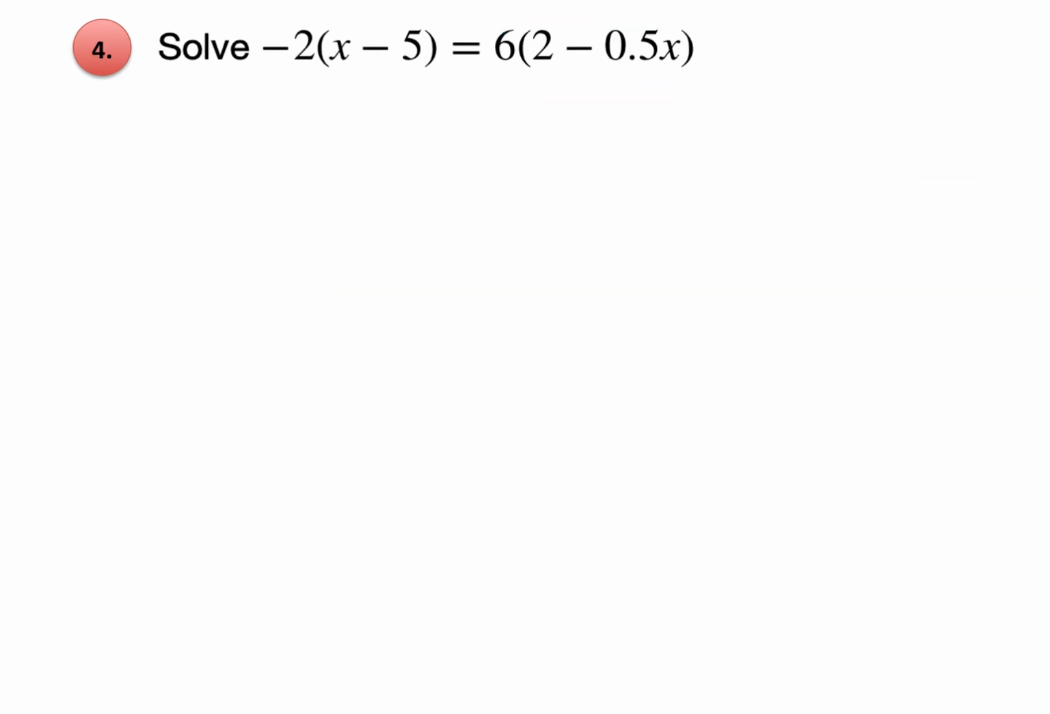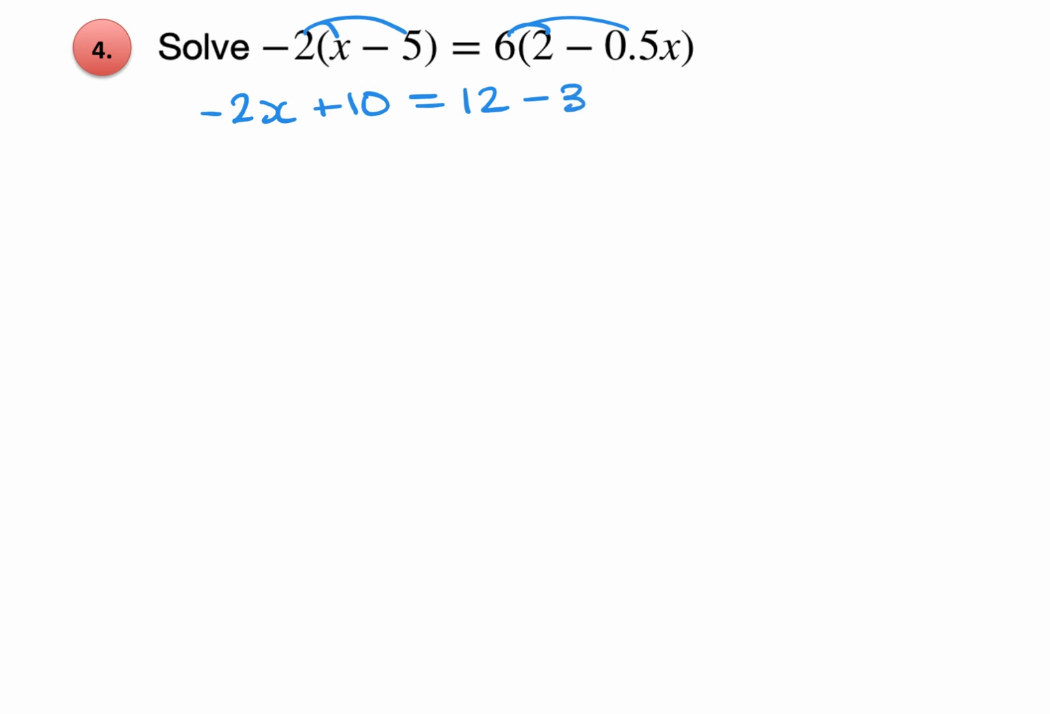So moving on to our last example, we have negative 2 times, in parentheses, x take away 5 is equal to 6, and then in parentheses 2 take away 0.5x. So in this example here, we're going to want to do distributive property. So negative 2 times x gives us negative 2x. Negative 2 times negative 5, positive 10, is equal to 6 times 2 makes 12, and 6 times negative 0.5 gives us negative 3x.